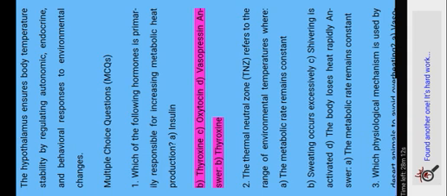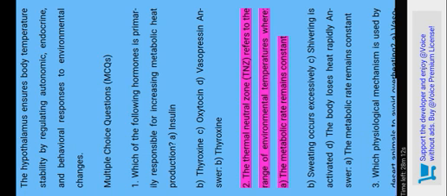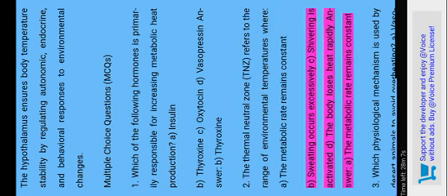Thyroxine. 2. The thermal neutral zone, TNZ, refers to the range of environmental temperatures where the metabolic rate remains constant. B. Sweating occurs excessively. C. Shivering is activated. D. The body loses heat rapidly. Answer. The metabolic rate remains constant.